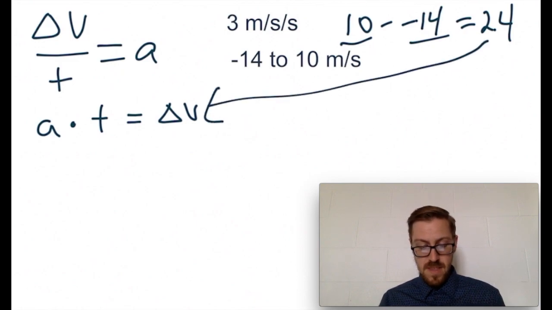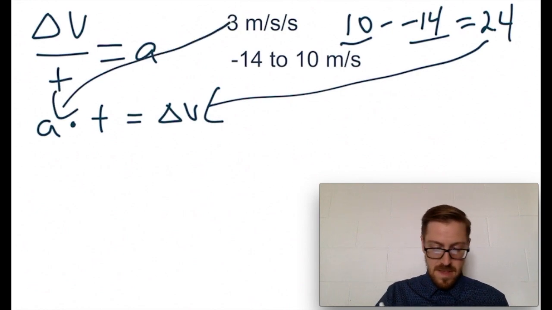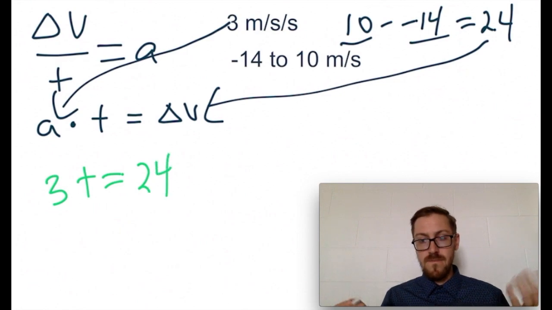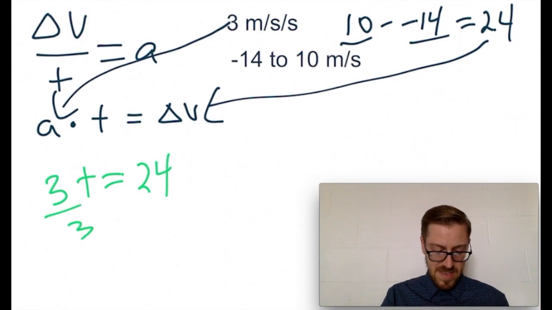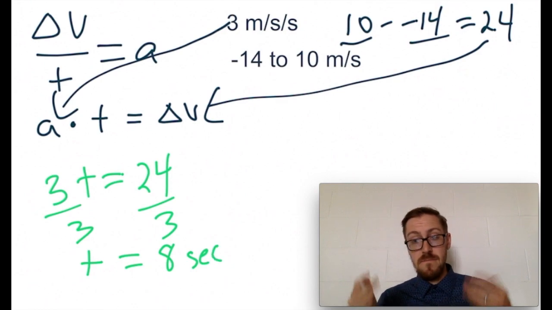So we plug that in right there. I still have my acceleration, 3 meters per second per second. So if I do some math here, 3t equals 24. Very simple math again. Divide both sides by 3. T equals 8 seconds. That's all there is to it.